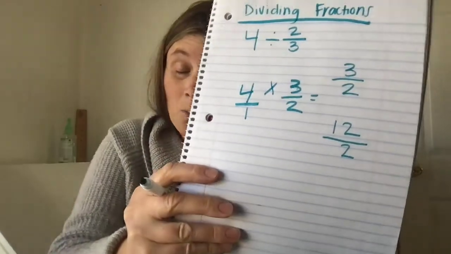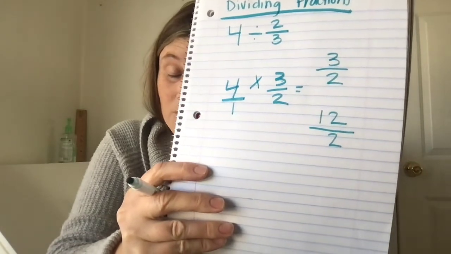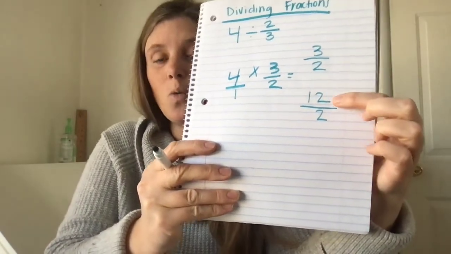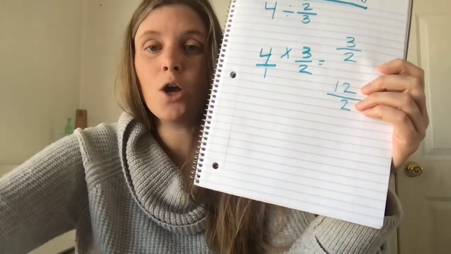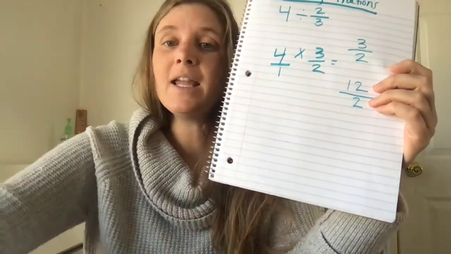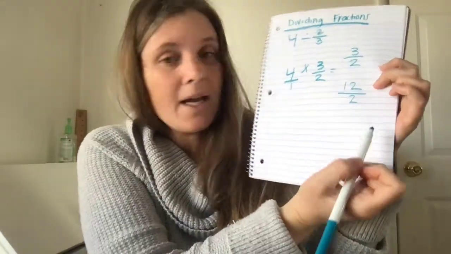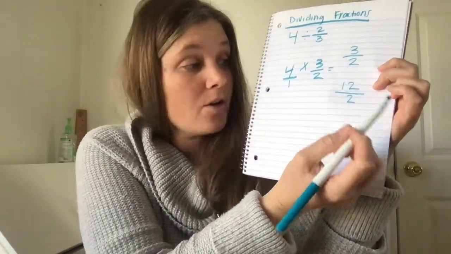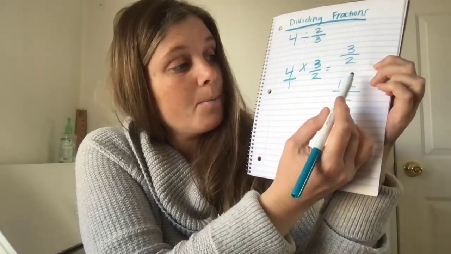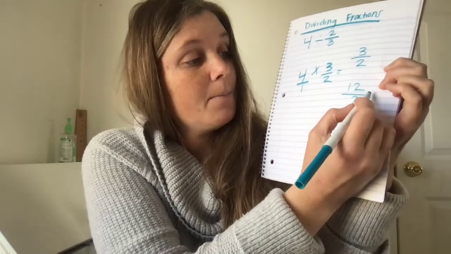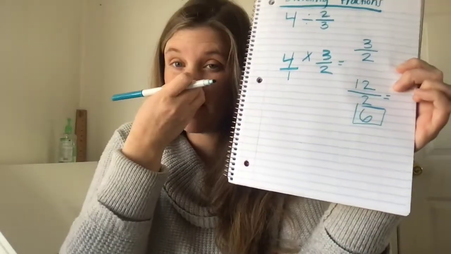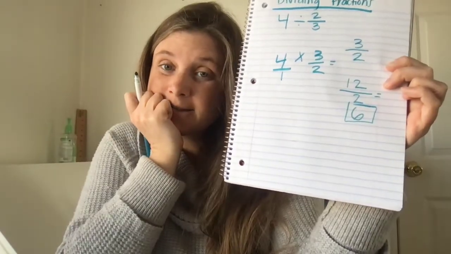Now, we need to simplify that, right? We're not going to leave it like that. What does 12 halves really mean? It means 12 divided by 2, right? If you didn't know that, you could always just draw it out, draw out 12 halves. But we know that 12 divided by 2 equals 6. So the answer here is 6.